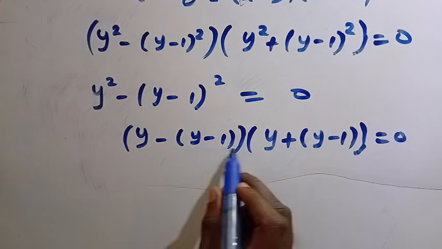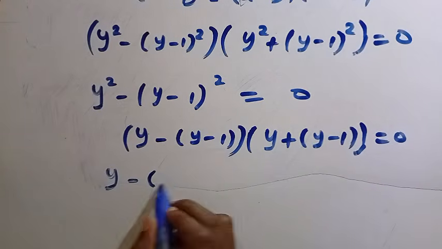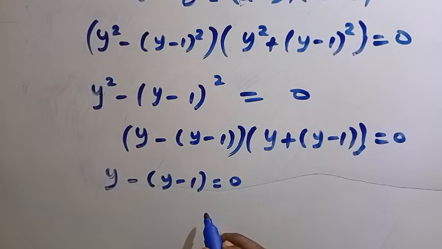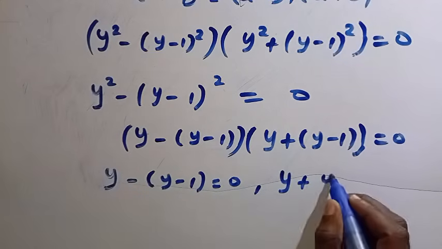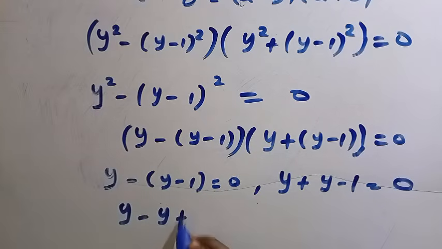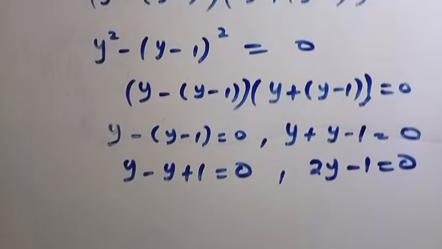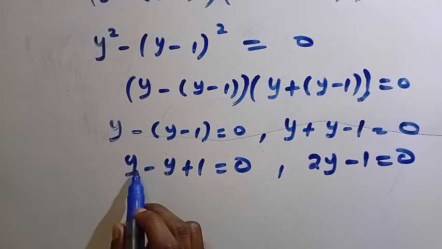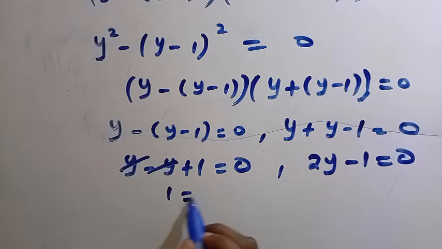Then if you let this one equal 0 and let this equal 0, we have y minus (y minus 1) equals 0, and the second one is y plus (y minus 1) equals 0. Opening this with the negative, we have y minus y plus 1 equals 0. And with the second, y plus y gives us 2y minus 1 equals 0. Then here, y minus y cancels each other, and looking at this, we have 1 equals 0.